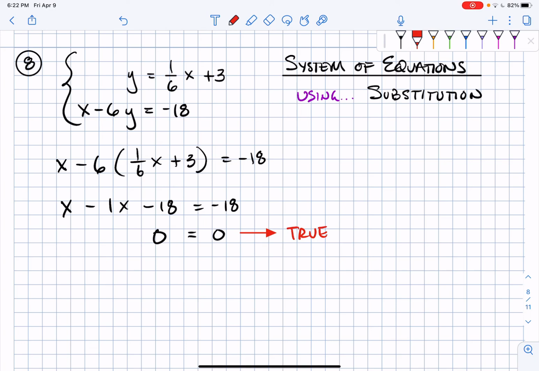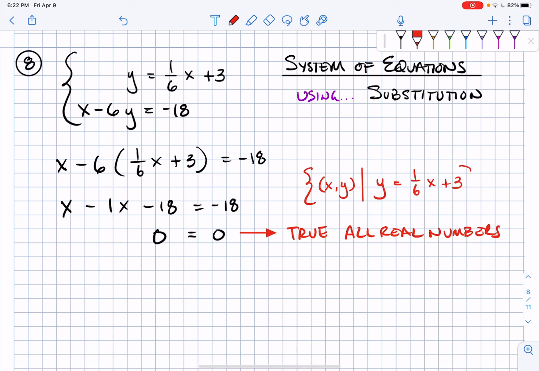So that means it's going to be all real numbers. Okay, but mathematically speaking, the way they put it is that for all x and y, such that y is equal to 1/6 x plus 3. All right, so they're saying that any x and y that you use, it's going to work for this equation, and that is choice B. There you go.